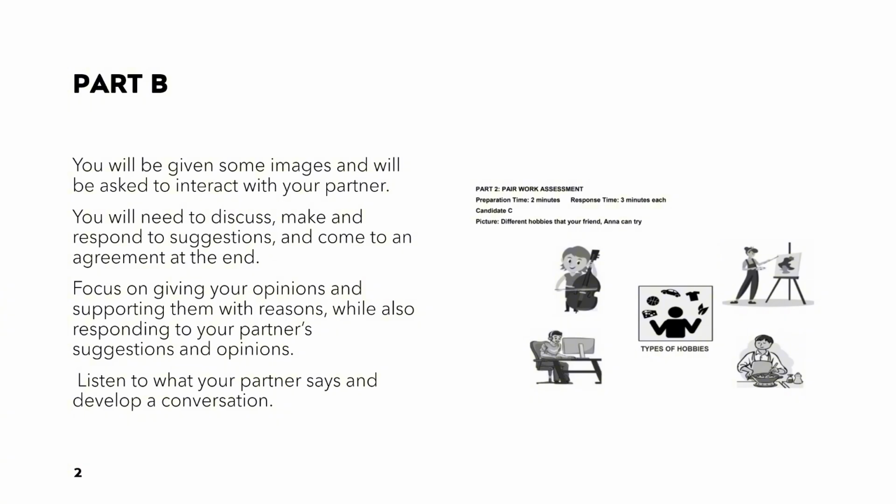So this is a sample of an assessment. You will see that you are given pictures of different hobbies that your friend Anna can try. The main idea is that each picture represents one different hobby. So first one maybe playing music, second one playing games, third one painting, and the fourth one cooking. In your discussion, you will need to select one point and describe what makes it a good hobby for your friend to try.